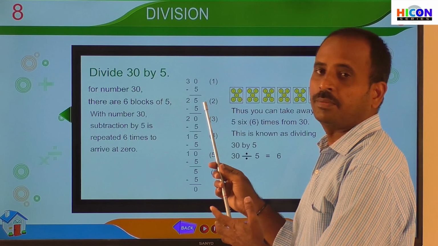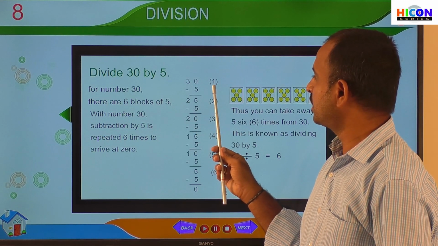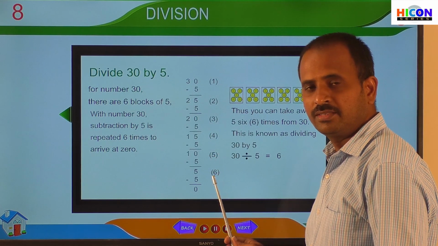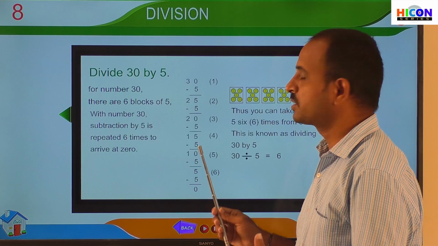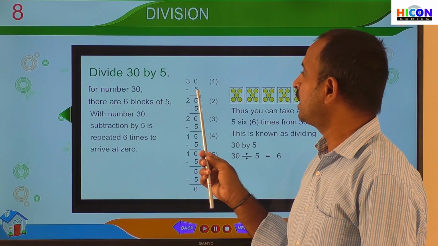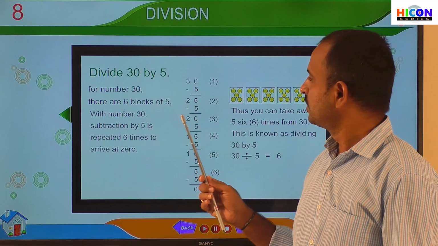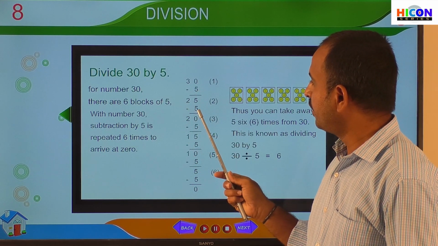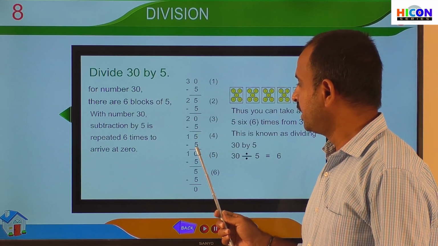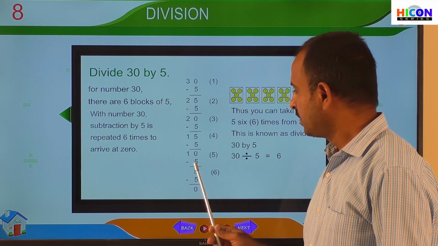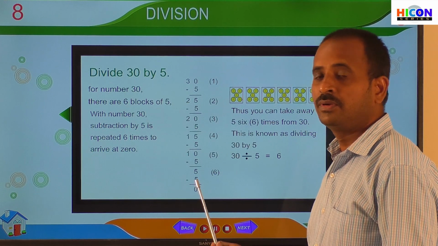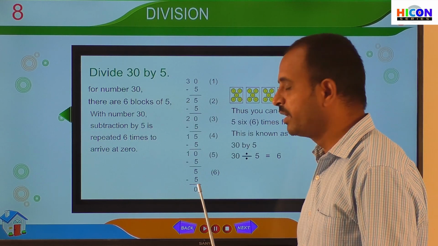Then how many divisions take place? That means, how many subtractions are there? This is the first subtraction, second one, third one, fourth, fifth, and sixth. That means, how many times have we subtracted the number 5 from 30? We have subtracted 5 six times. We subtracted 5 the first time, the second time, the third time, the fourth time, the fifth time, and the sixth time. And finally we get 0.